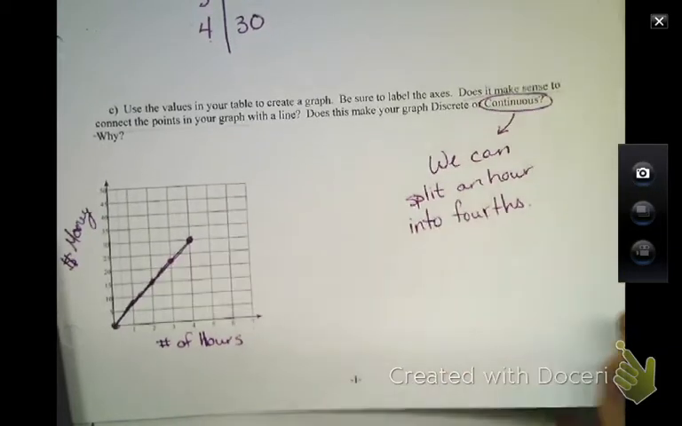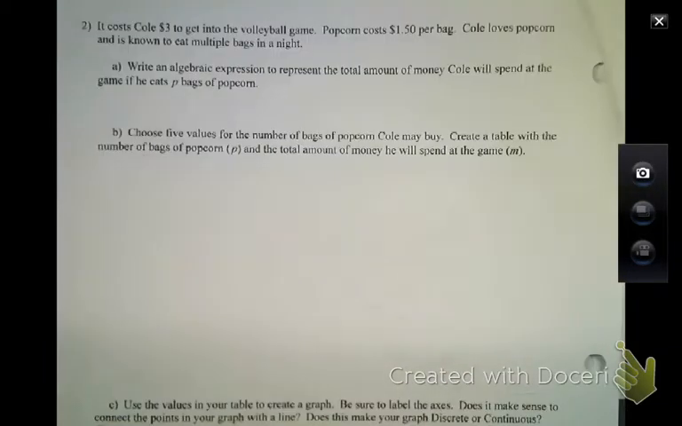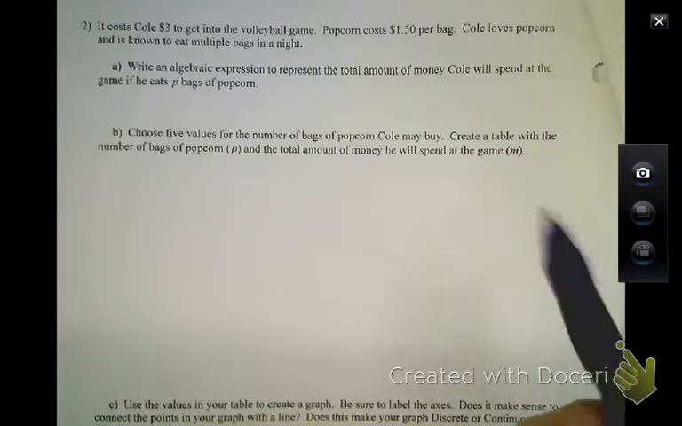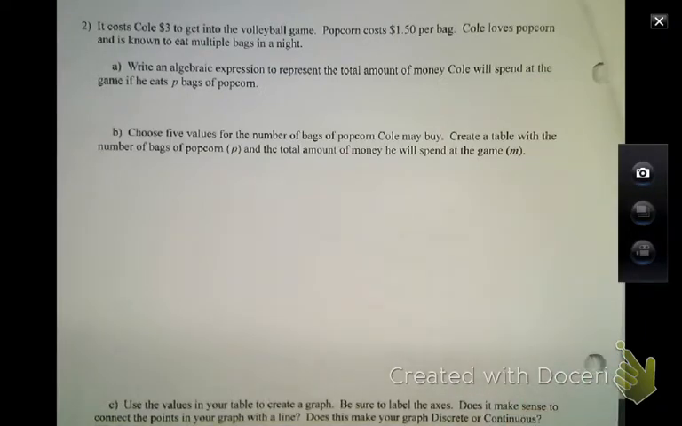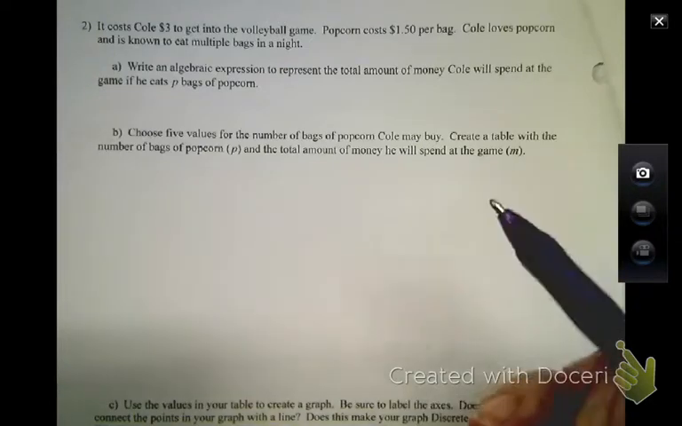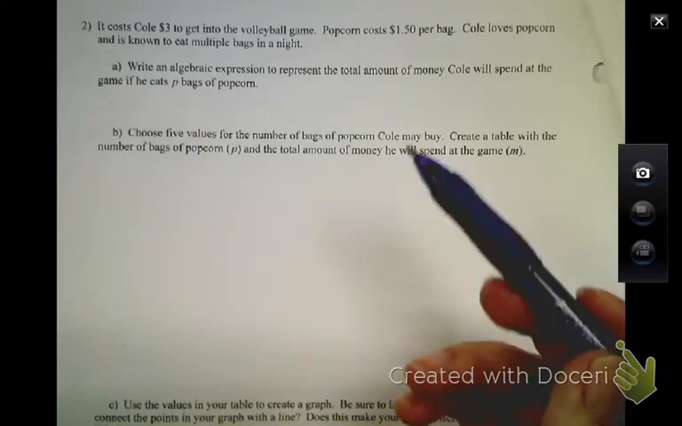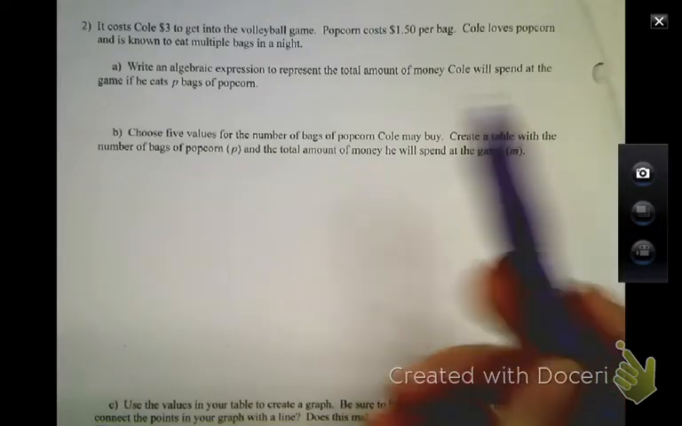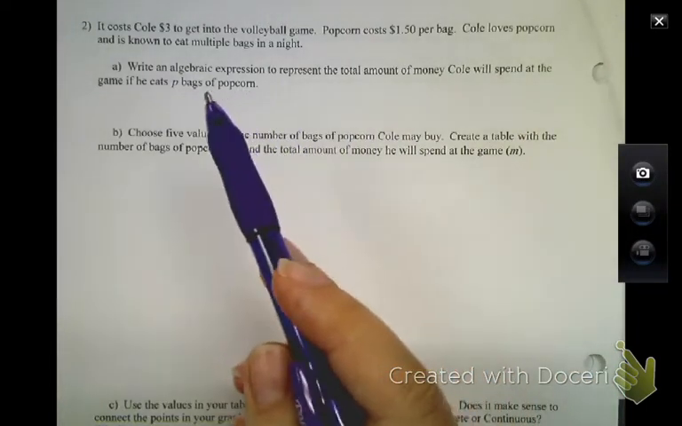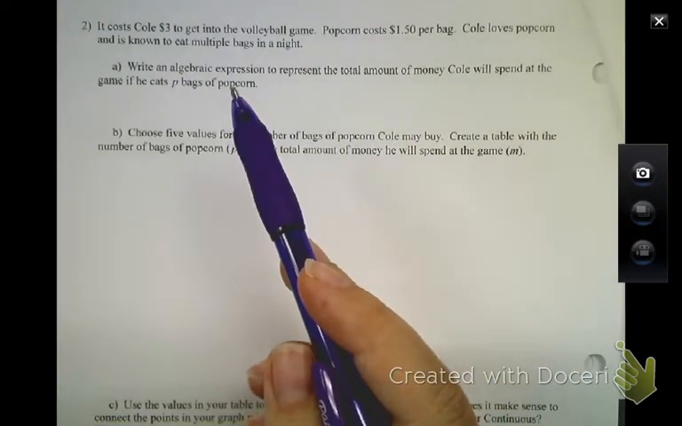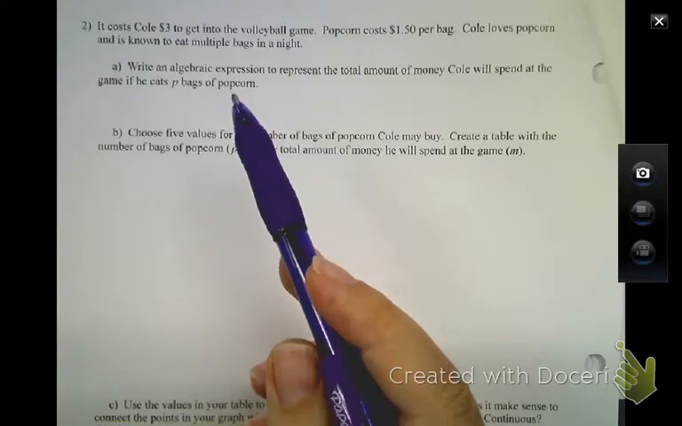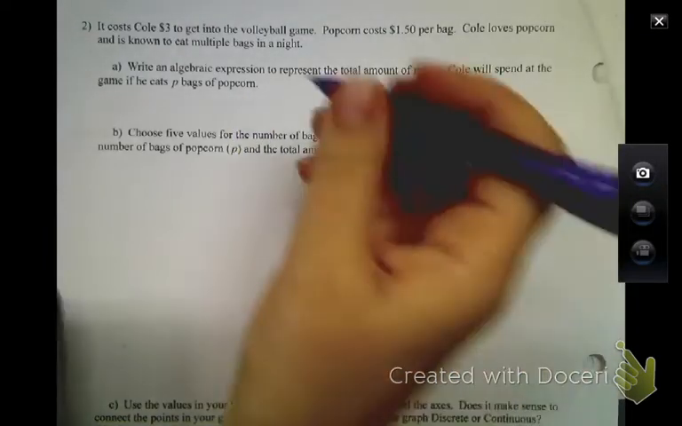All right, so let's go on to the next one. On the next one, it costs Cole $3 to get into the volleyball game. Popcorn costs $1.50 per bag. Cole loves popcorn. Now he eats multiple bags in a night. Write an algebraic expression to represent the total amount of money Cole will spend at the game if he eats P number of popcorn. So let's think about this.